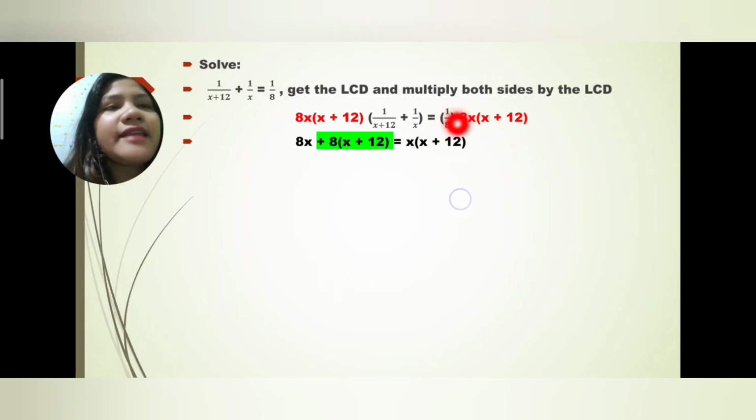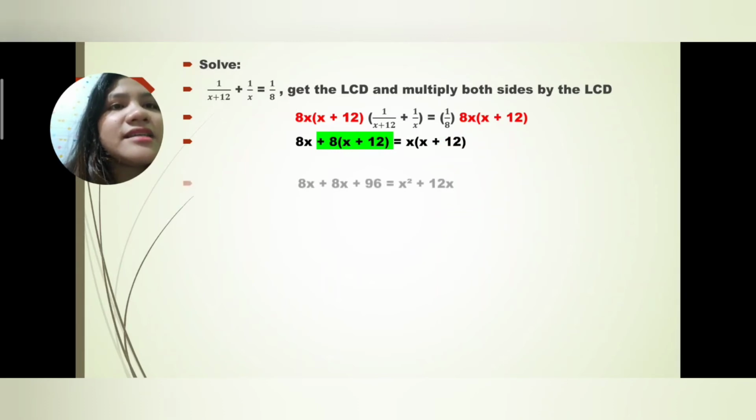over 8 times 8x times x plus 12. So, divide mo 8x times x plus 12 divided by 8. So, makakancel yung 8. Yan, yung 8. So, ang mabilin, x times the quantity of x plus 12. Then, multiply mo sa numerator 1. So, the result is x times the quantity of x plus 12.